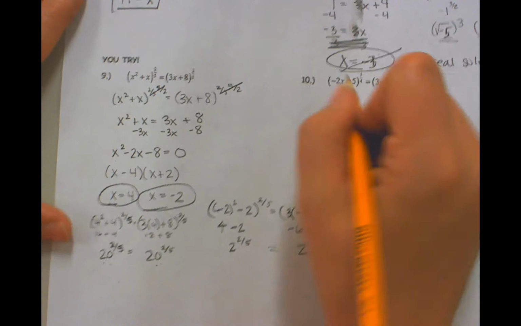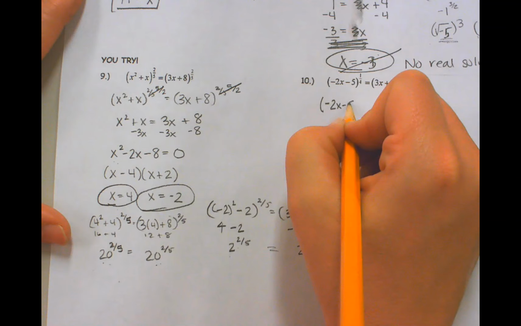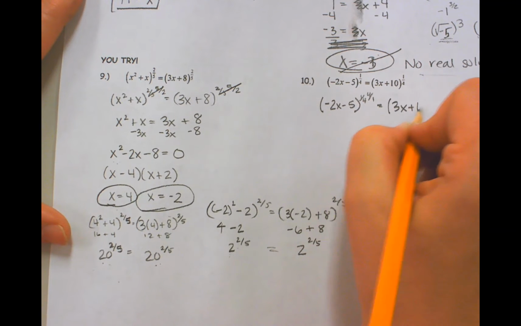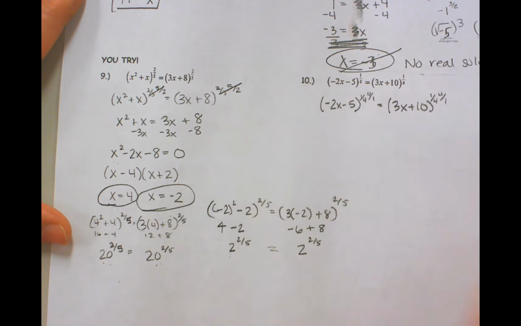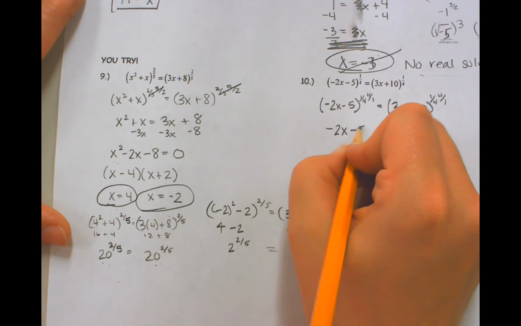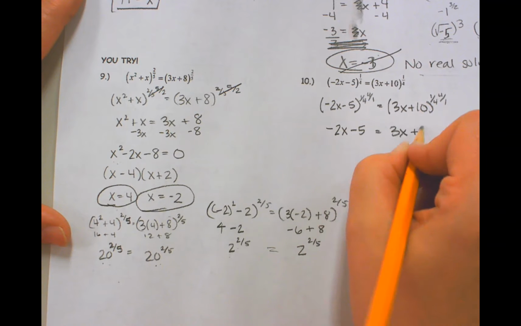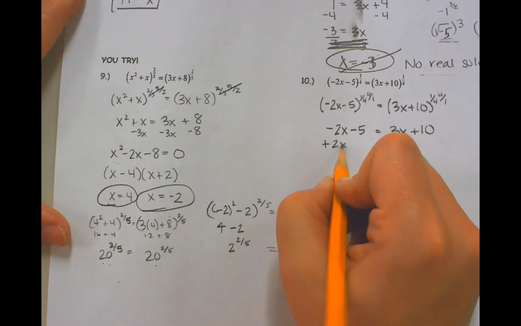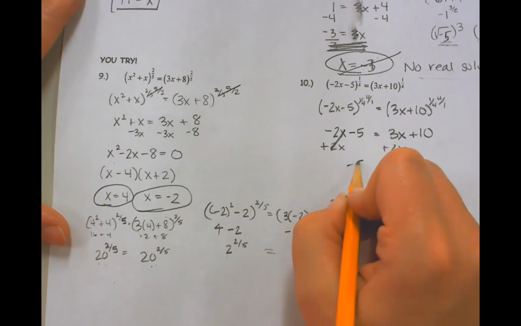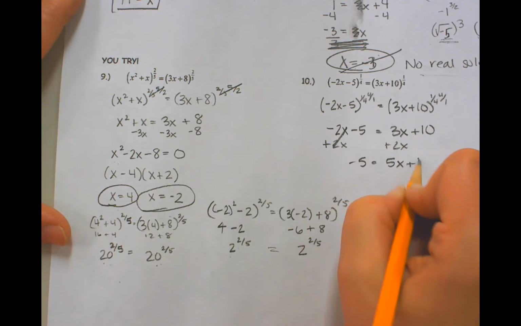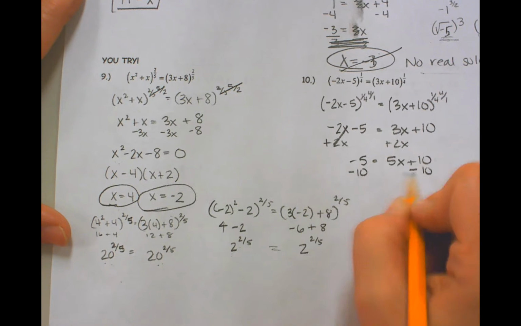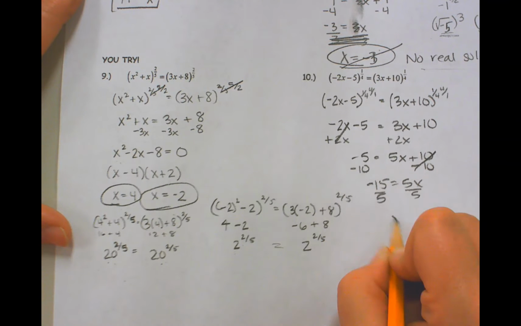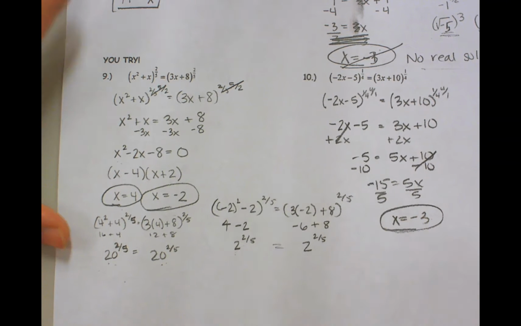So then the last problem, again, to get rid of our exponent, we're going to raise it to its reciprocal power, so 4/1 on both sides. So then that leaves me -2x minus 5 equals 3x plus 10. So to solve for x, I'm going to bring my x's to the same side. So then I have 5x plus 10, subtract 10, I have -15 equals 5x. So then I solve and get x equals -3.